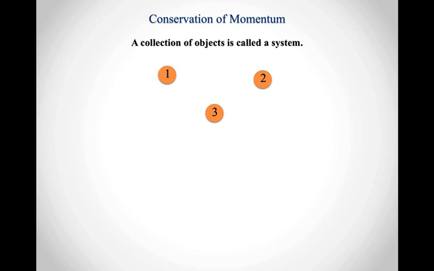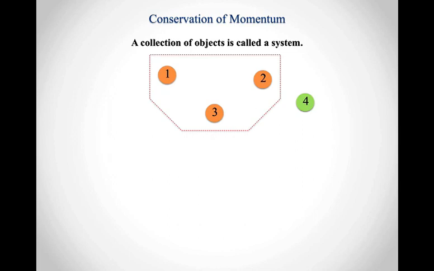So here I can have 1, 2, 3, and let's even add in a fourth object. So here are 4 particles. I can define the system to be whichever subset of these I want. So let's say that I define my system to be just particles 1, 2, and 3. So 1, 2, and 3 are in my system, particle 4 is not.